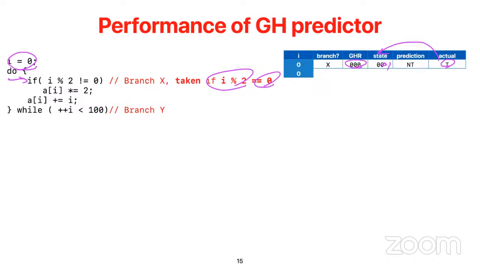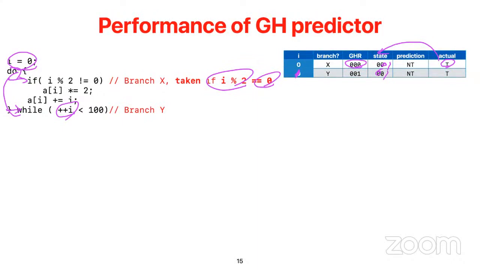Now, let's go to the second branch here, which is branch Y. Here I have a typo, because it's plus plus i, so the i should be 1 here. And now I am at branch Y. The previous branch was taken, so the global history register is 0, 0, 1. This is also the first time we see this pattern, so the state is 0, 0. The prediction is still not taken, but because we are going back to the loop again, the actual outcome will be taken. So we again got it wrong, but the next time when we see 0, 0, 1, it should be the 0, 1 state.